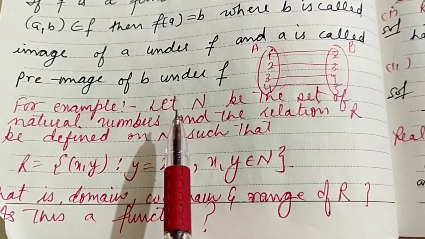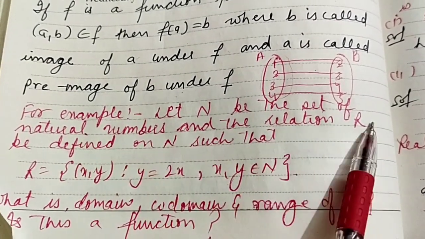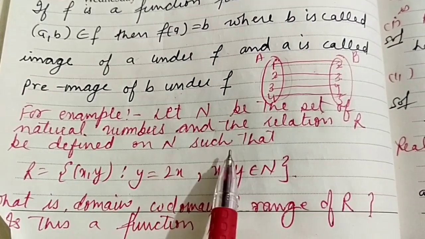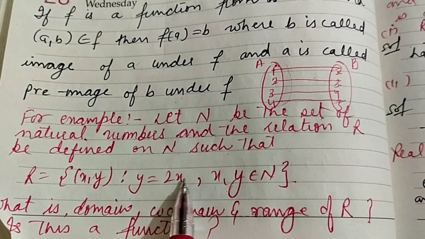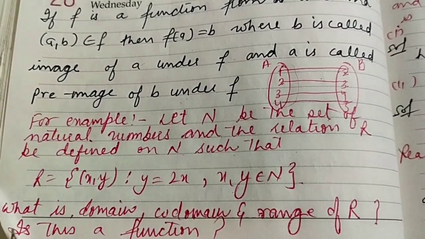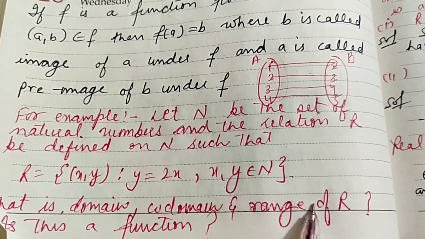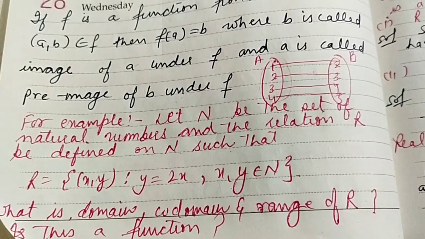First example, let N be the set of natural numbers and relation R be defined on N such that R is equal to {(x, y) such that y is twice of x, where x and y belong to natural numbers}. What is the domain, codomain and range of this relation, and is this relation a function?